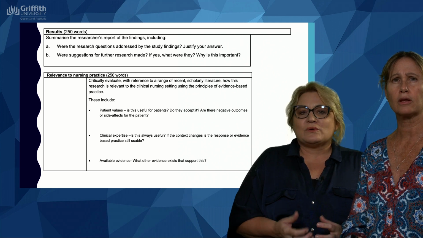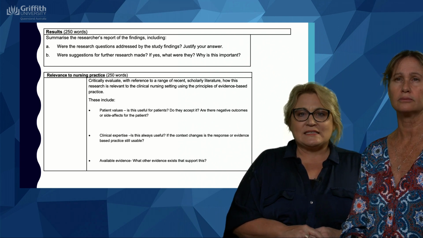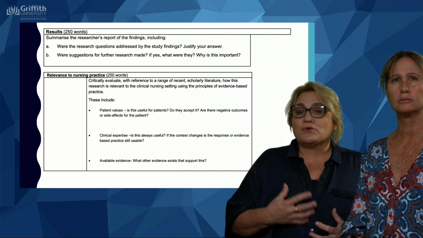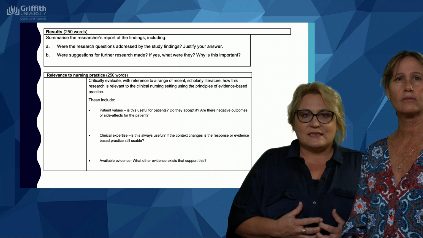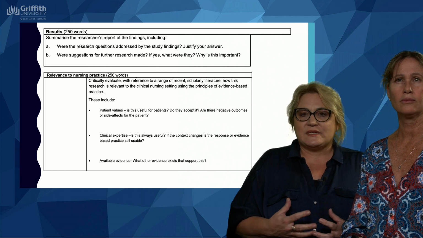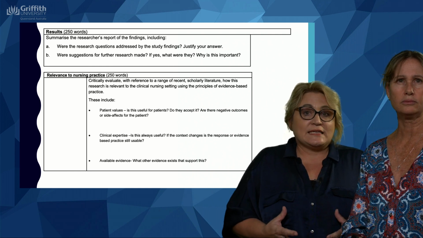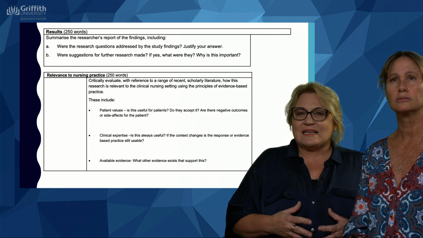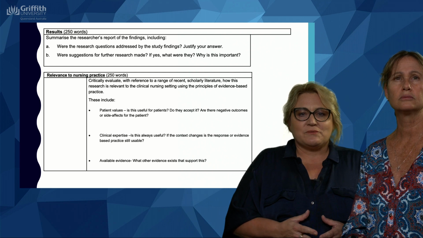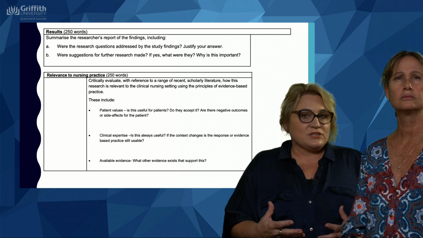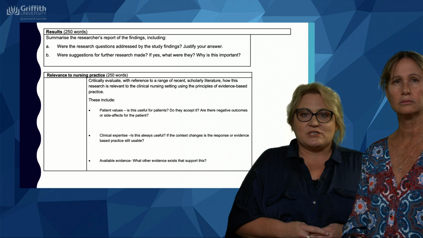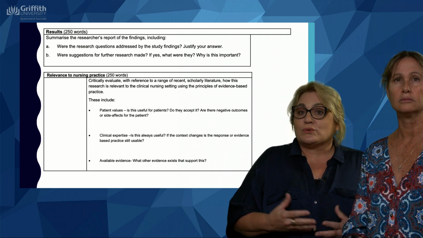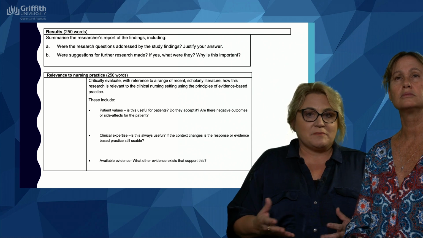And really important is the relevance to clinical practice. This is 250 words, and what we want to see in here is your critical evaluation of this article and how it relates with recent and scholarly literature to clinical practice. Does it look at evidence-based principles in practice? And there's 3 key arms that we're really wanting you to expose here. Patient values: is it useful for the patient and do they accept it? Were there any negative outcomes, and that's really important, or side effects, adverse events for the patient?